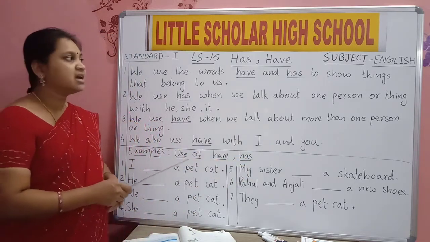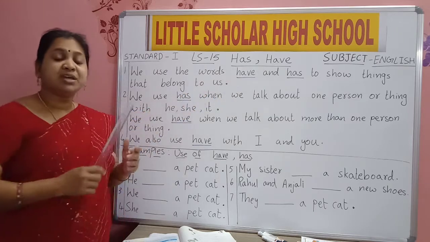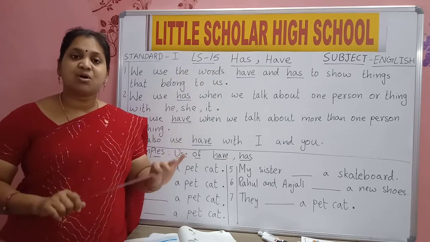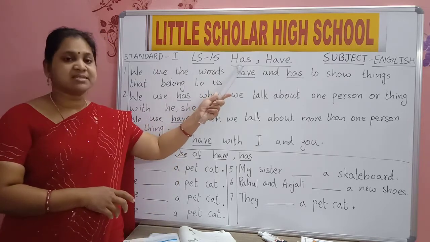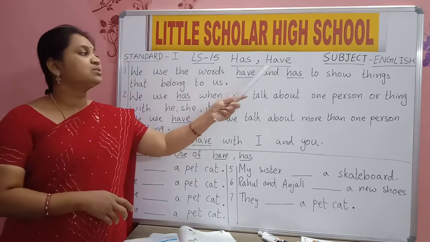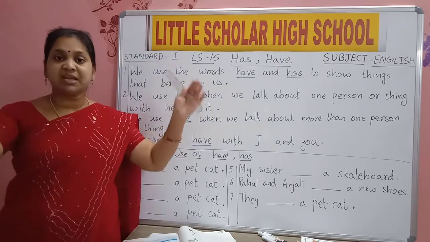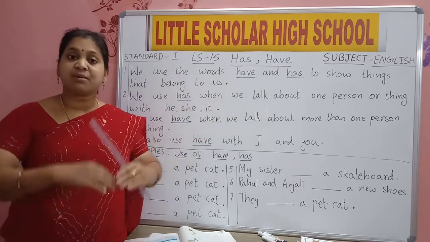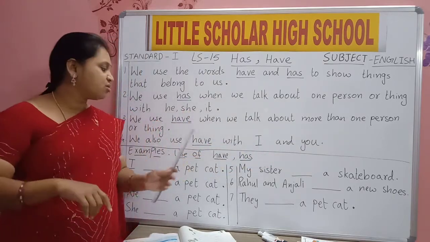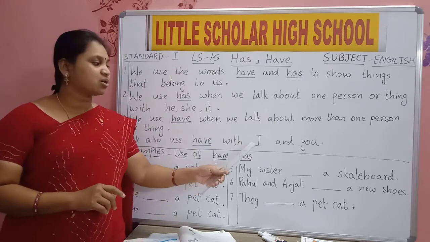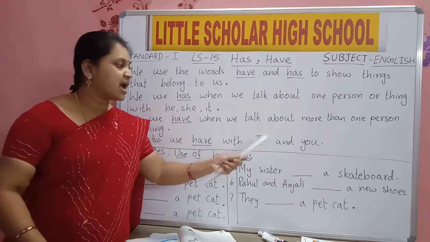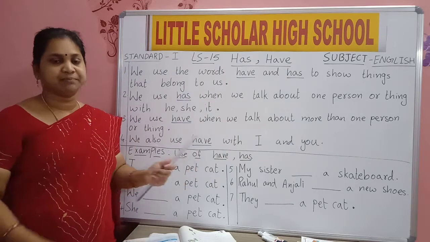Yes, once again shall we read? We use has and have to show things belonging to someone. We use has when we talk about one person or one thing or one animal. We use have when we are talking about many. And also with I and you. With I and you also we use have only.